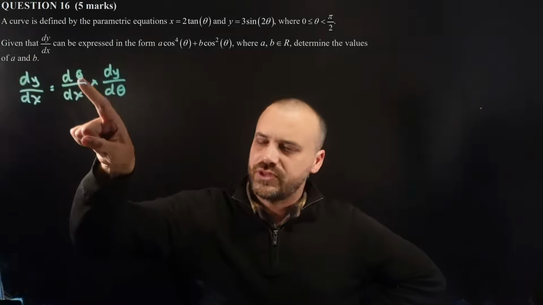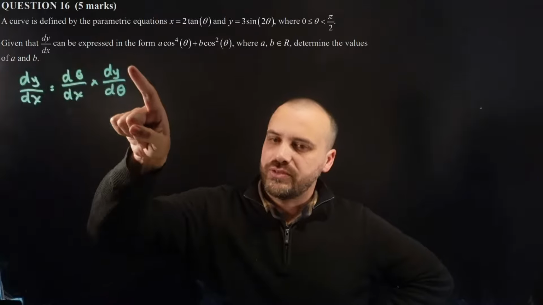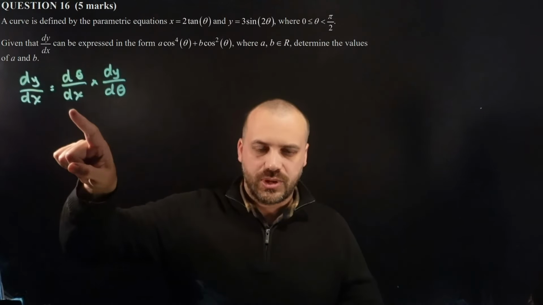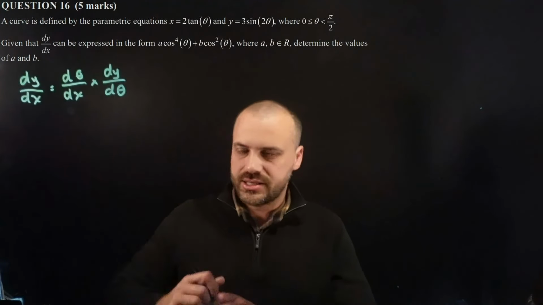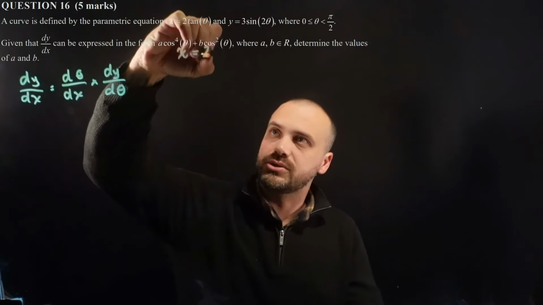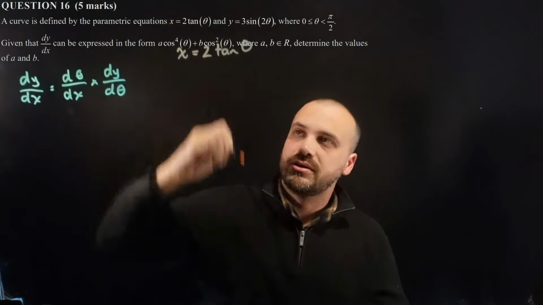The derivative of theta with respect to x, the derivative of y with respect to theta. All right, let's deal with the x one first. X equals 2 tan theta. Well, let's write it up here. X equals 2 tan theta.